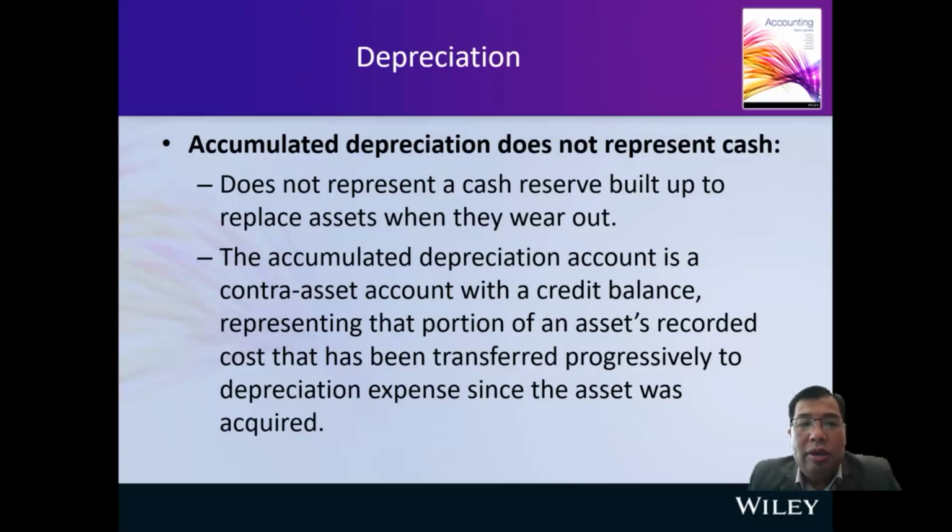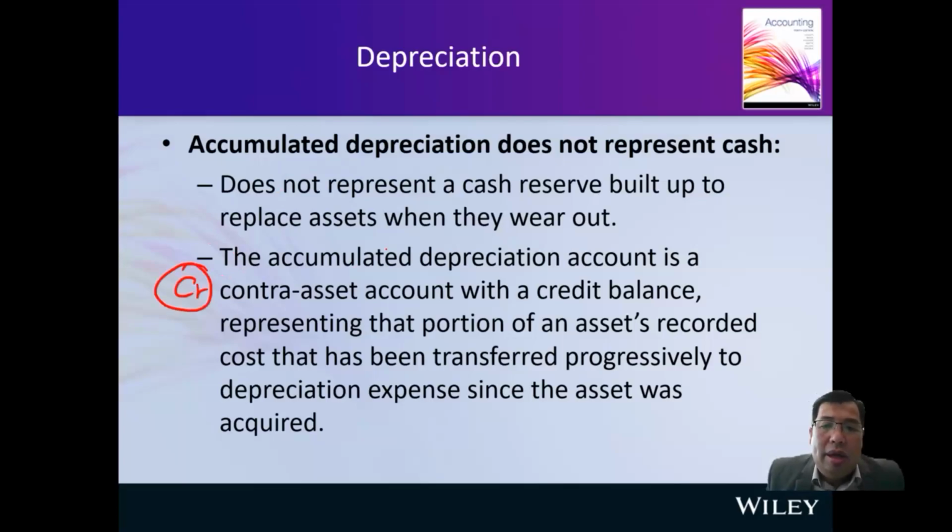Okay, then we move to accumulated depreciation. What is accumulated depreciation? That is the amount of depreciation accumulated from your date of acquiring the asset until the financial reporting date. It does not represent a cash reserve built up to replace assets when they are worn out. The accumulated depreciation account is a contra asset account. I mean, it will be a minus. So the accumulated depreciation is a credit account.